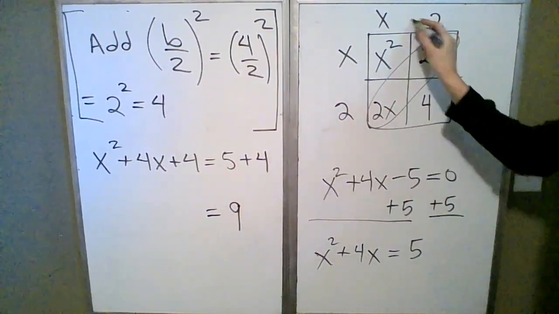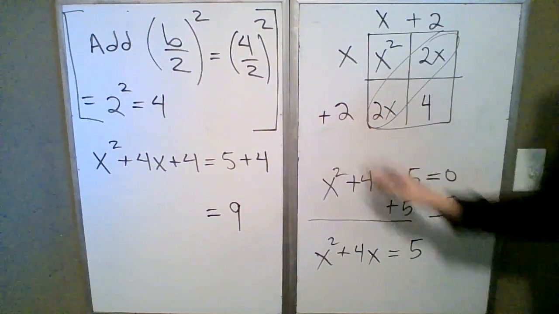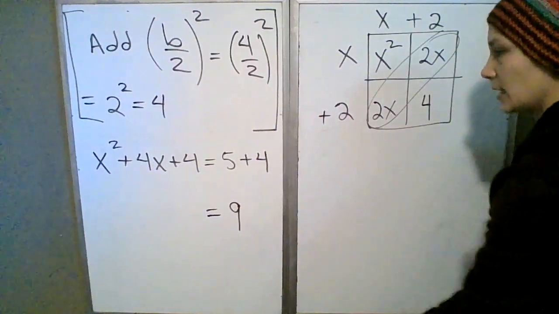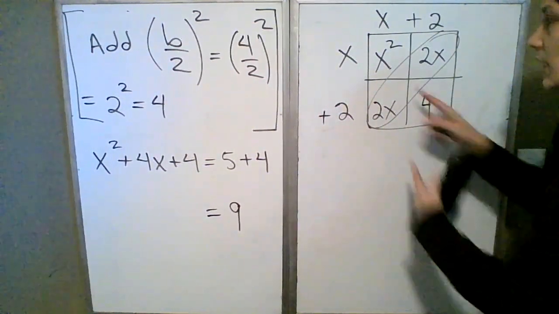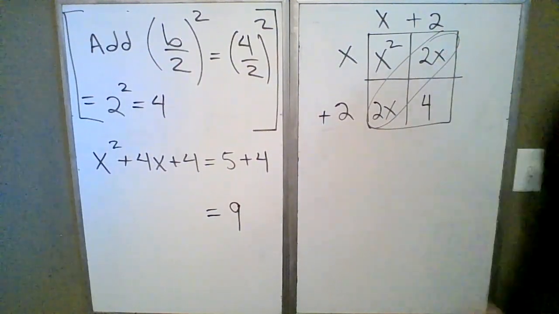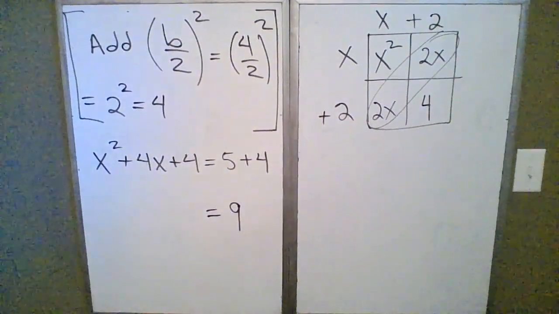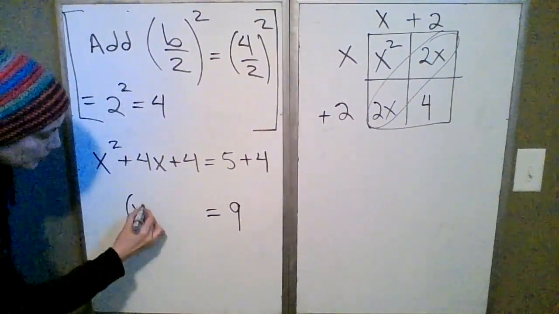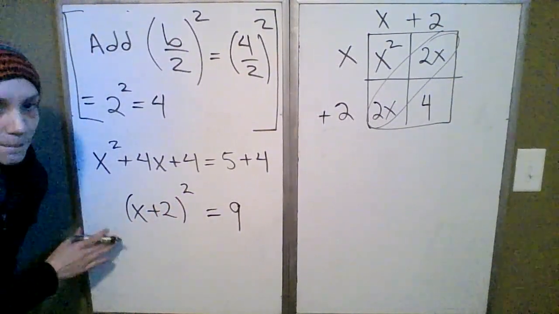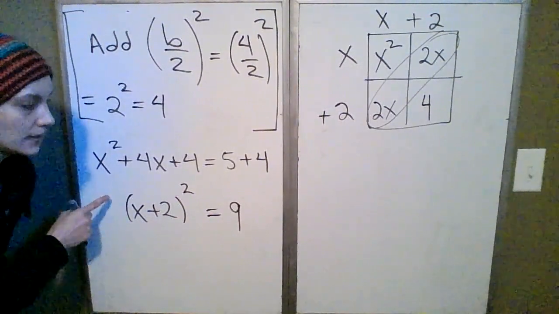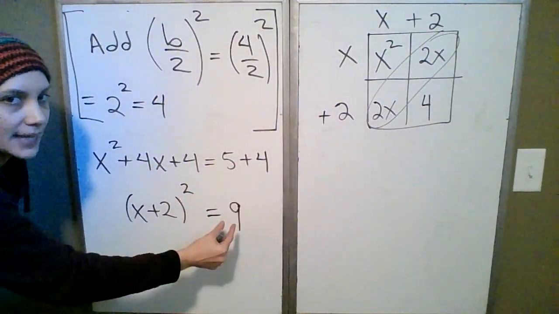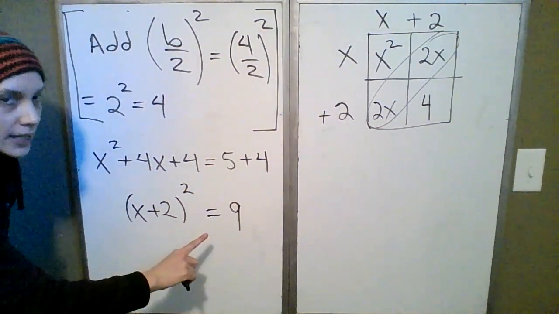So this needs to be a positive 2. Let's see. x squared plus 4x plus 4 is x plus 2 times x plus 2, or x plus 2 squared. So on the left side, we completed the square. On the right side, we just add. And then you square root both sides.